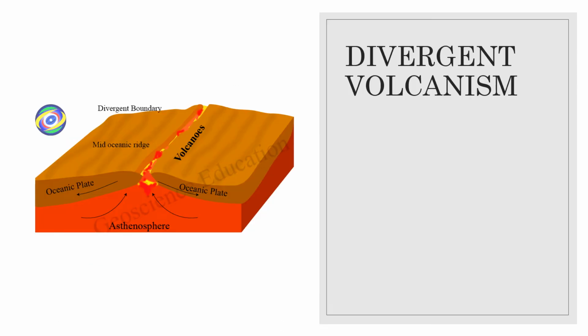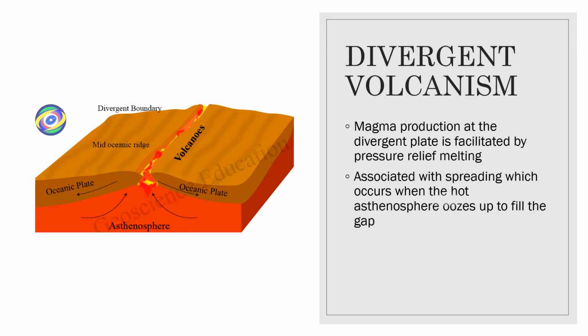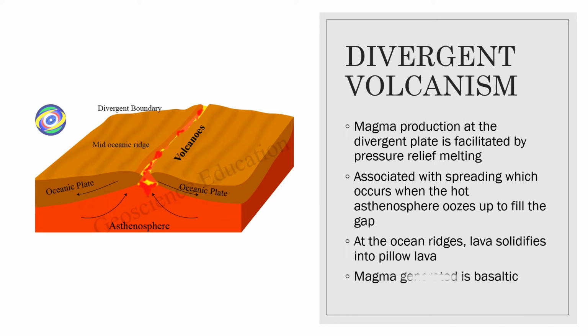So next we have divergent volcanism. Magma production at the divergent plate is facilitated by pressure relief melting. It is associated with spreading, which occurs when the hot asthenosphere oozes up to fill the gap. At the ocean ridges, the lava solidifies into pillow lava. The formation of this pillow lava is often preceded by non-explosive eruption. The magma generated as the two plates diverge is basaltic.